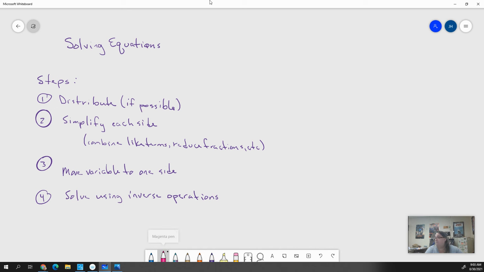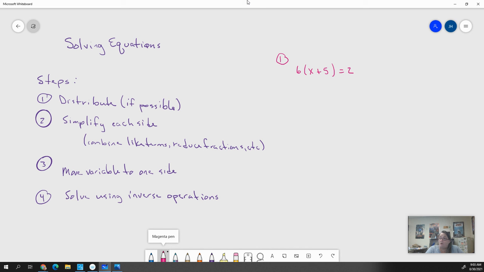Up here, let's start with a simple-ish one, right? If I have, say, 6 times (x plus 5) equals 2, and I want to solve this equation, what I'm asking for is to set that variable equal to something. I want to know what x is. What is x going to be that makes this true? And that is how we solve equations, right? How do I make this statement true?